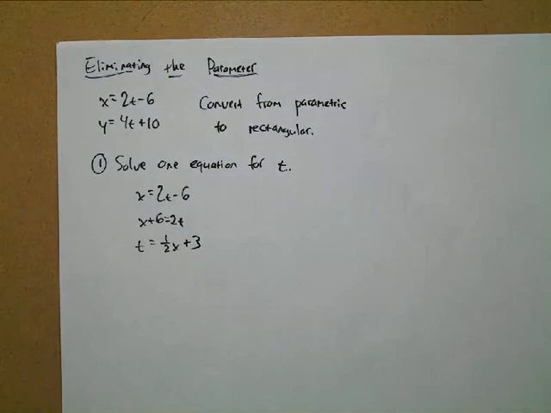And so that's right. So then substitute for t in the other parametric equation, or just the other equation. So we have y equals 4 times 1/2 x plus 3, plus 10. Which we could then stop. We now have eliminated the parameter.